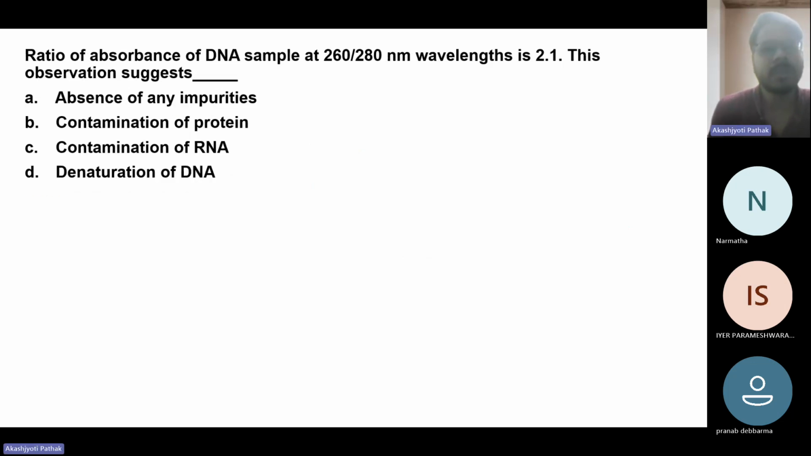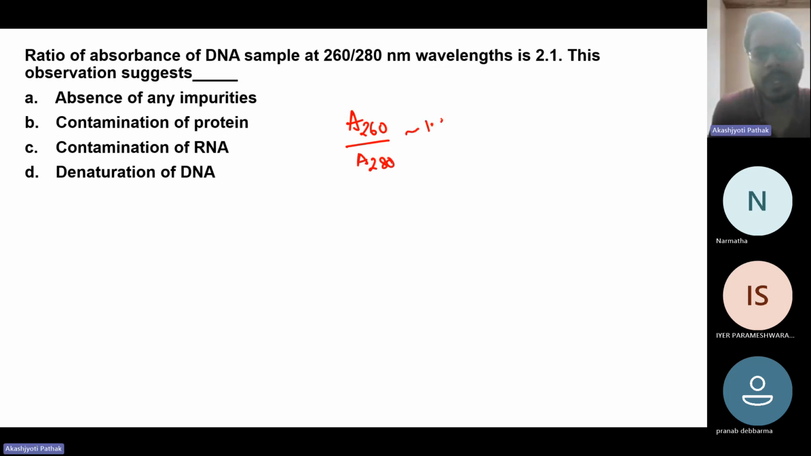Now, ratio of absorbance. This was there in our assignment, I think. The ratio of absorbance of a DNA sample at 260 by 280 nanometer wavelength is 2.1. This observation suggests the following options: absence of impurities, contamination of protein, contamination of RNA, denaturation of DNA. Just now we learned this, right? So what will be the answer?